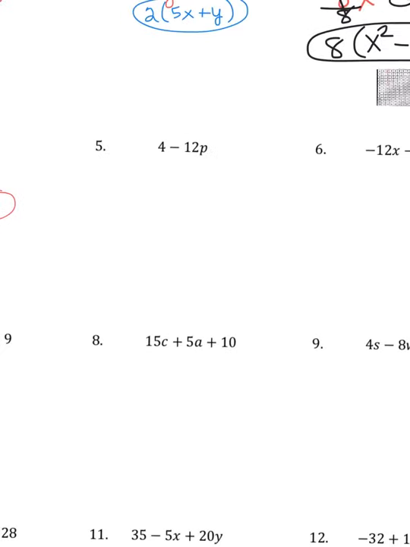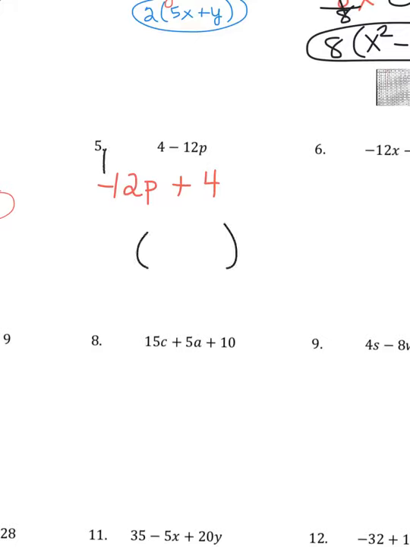Okay, I have 4 and 12, and we have to write this in standard form. So negative 12p plus 4. Now we can factor it, and I see there's a negative sign here, so I'm going to have to factor out something negative. I'm going to factor out the 4 because they both can be divided by 4.